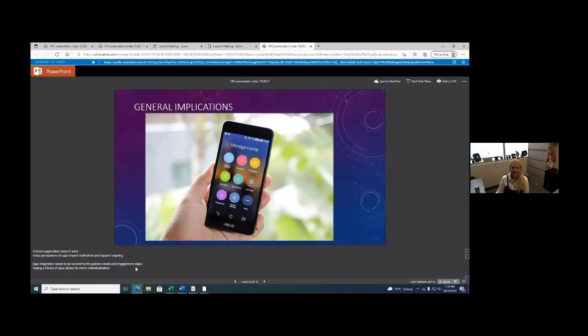So at this point, what we're really working on is having a variety of apps that will work for different conditions, and being familiar and promoting that comfort level amongst the team, and being able to support the patients in using them.